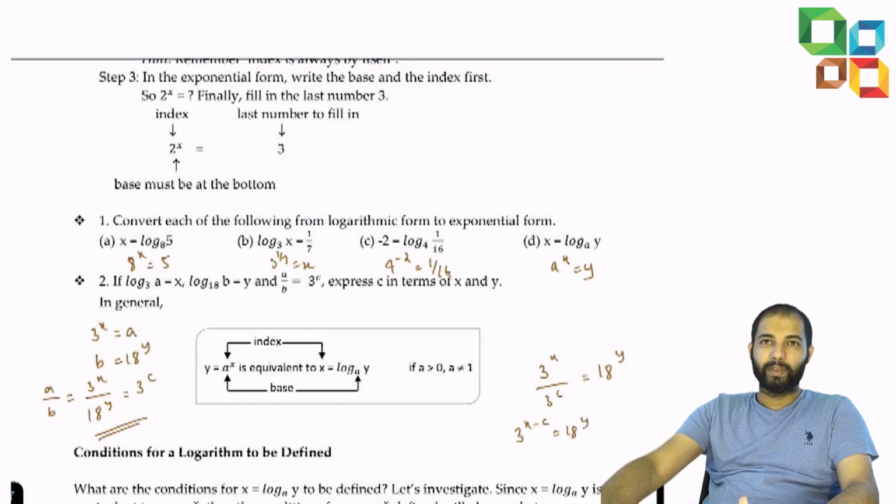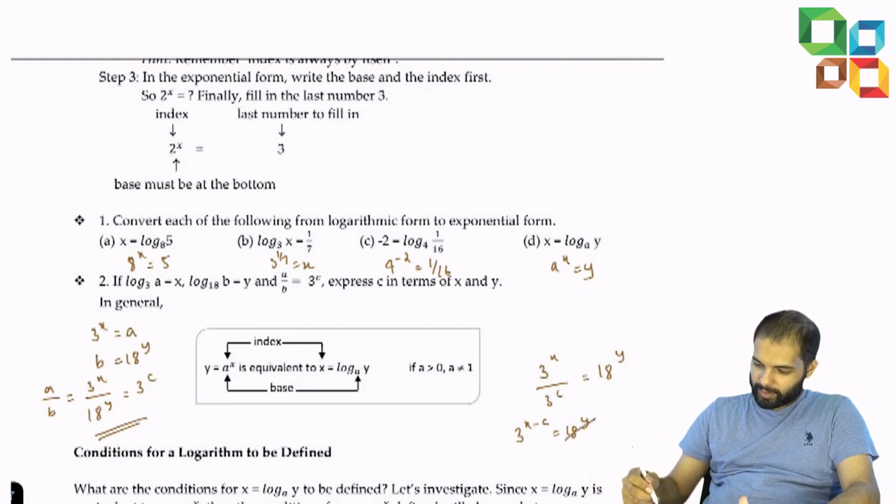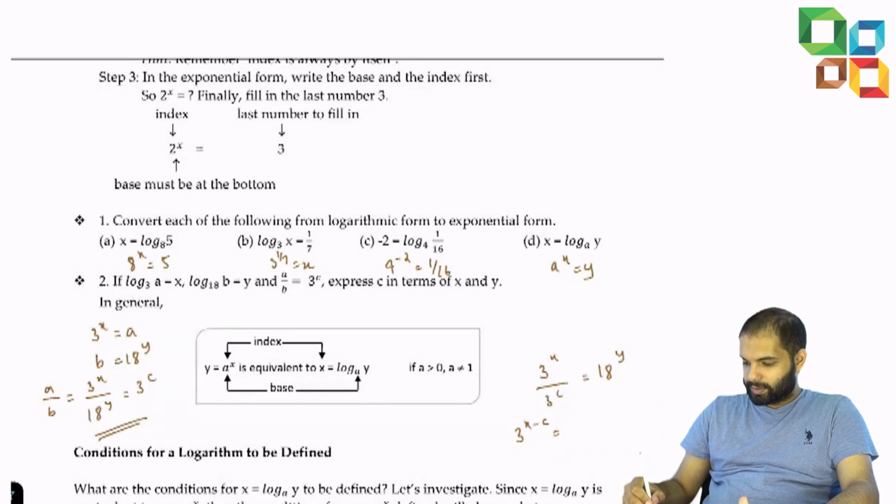This is 18 power y. Anything else we can do? 18 power y, we can break it into factors. What are the factors we are interested in? 18 is 9 into 2, correct? 9 I can write in terms of 3 power 2. I'm just trying to simplify a bit. So it's 3 power 2y into 2 power y. Just divide this 3 power 2y on the other side. So it will be 3 power x minus c minus 2y is equal to 2 power y.